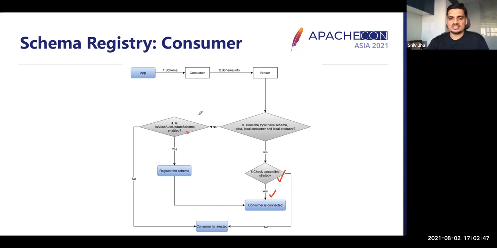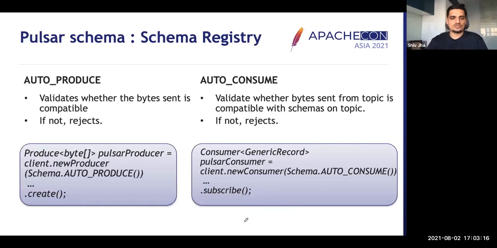Otherwise, it will check if your auto update is enabled. If it is enabled, then the new schema that you supplied as part of the consumer definition, which we looked at in the code previously, is registered, and your consumer can now connect. Otherwise, your consumer cannot connect to the broker. The broker will reject the connection request from the consumer app and throw an error.